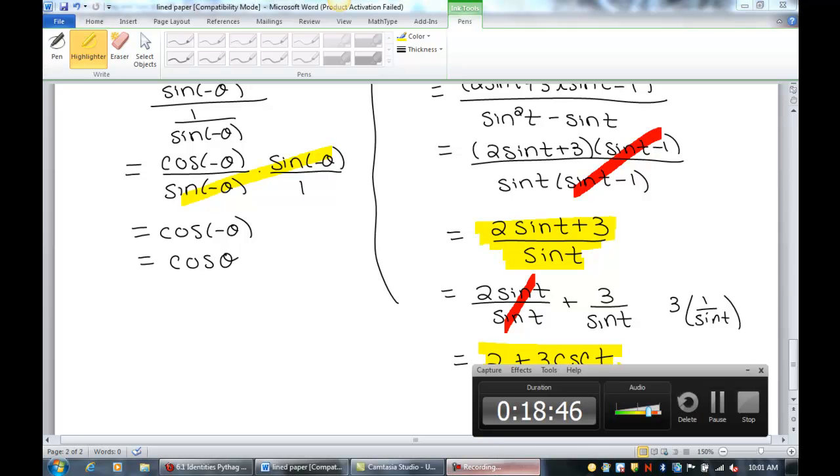All right, so that's all we're going to do for today. We will continue on with this lesson tomorrow, and we'll continue with multiplying, simplifying, reducing these identities. All right, thank you guys.